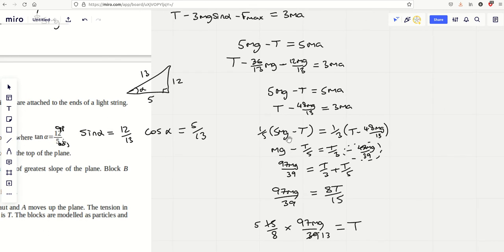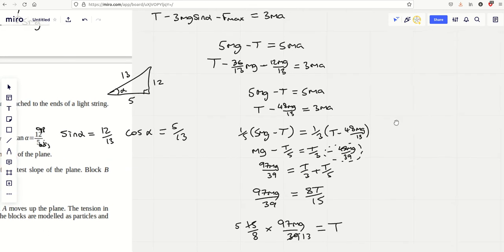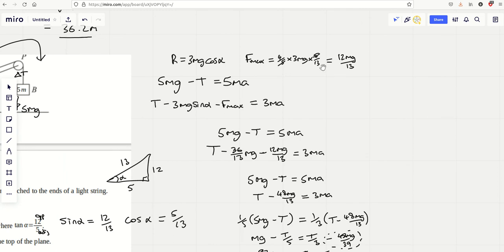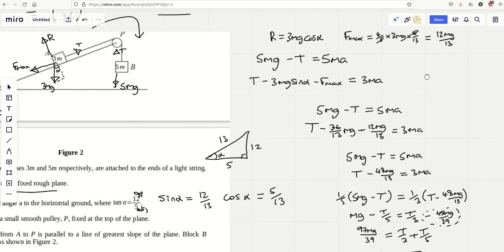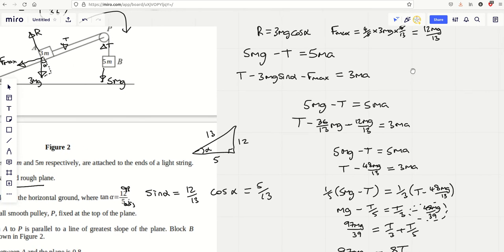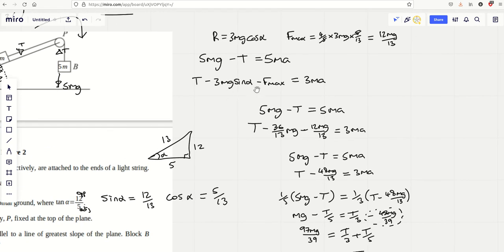So I've got 5 mg minus, now let's have a look up here. Your best bet is going right the way up to the top really. F max is mu R. R was mg cos alpha. Cos alpha, hopefully I put down as 5/13. That's good. So that's going to be 12/13 mg. That looks nice to me. T minus 3 mg sine alpha minus F max is good. Now that looks fine to me.